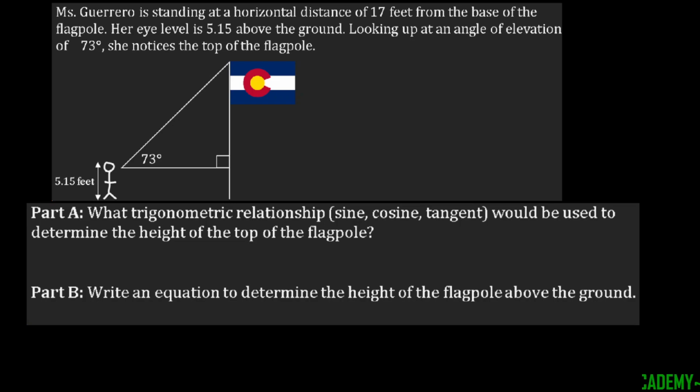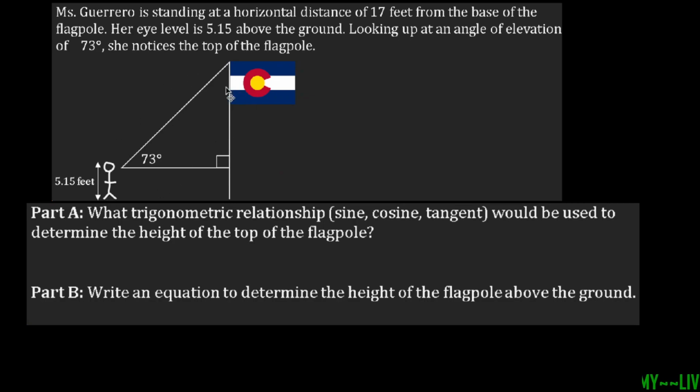In this video, working on some trig functions here, talking about some missing sides and being able to figure out what those are. So for the first one, it says Miss Guerrero is standing at a horizontal distance of 17 feet from the base of a flagpole. Her eye level is 15 feet above the ground, looking up at an angle of 73 degrees. She notices the top of the flagpole.